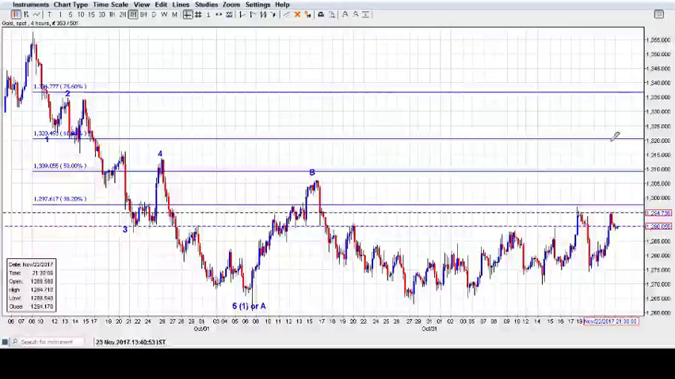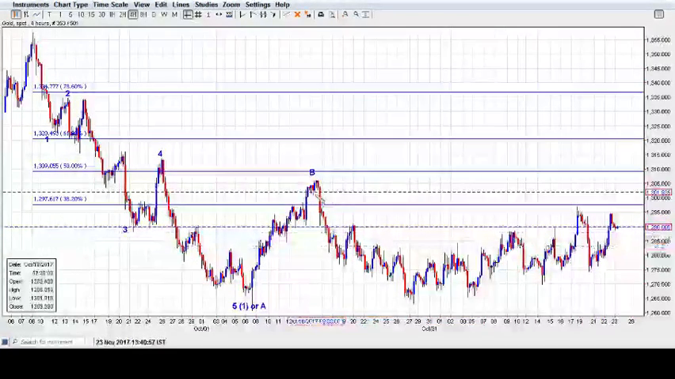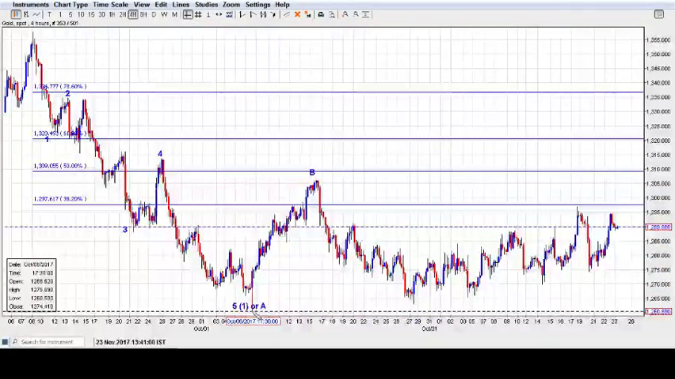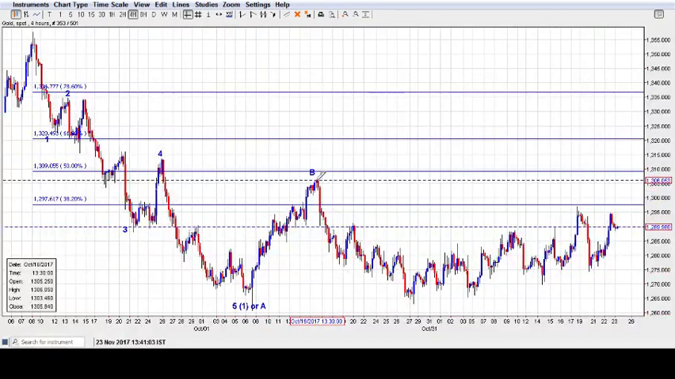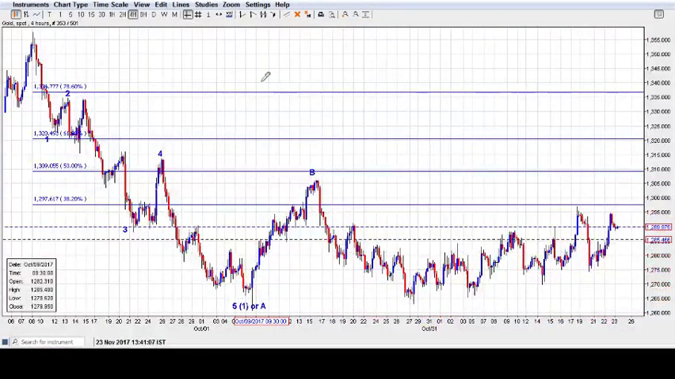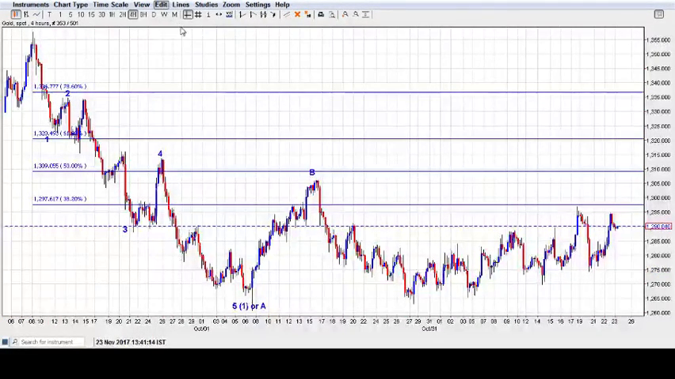Which is around 1320. Now normally this should not happen with the wave structure which has been developing since the rally from 260 towards 1306, and then the drop, and then the subsequent rally. The reason is because it is all being 3 waves, if I'm not wrong.